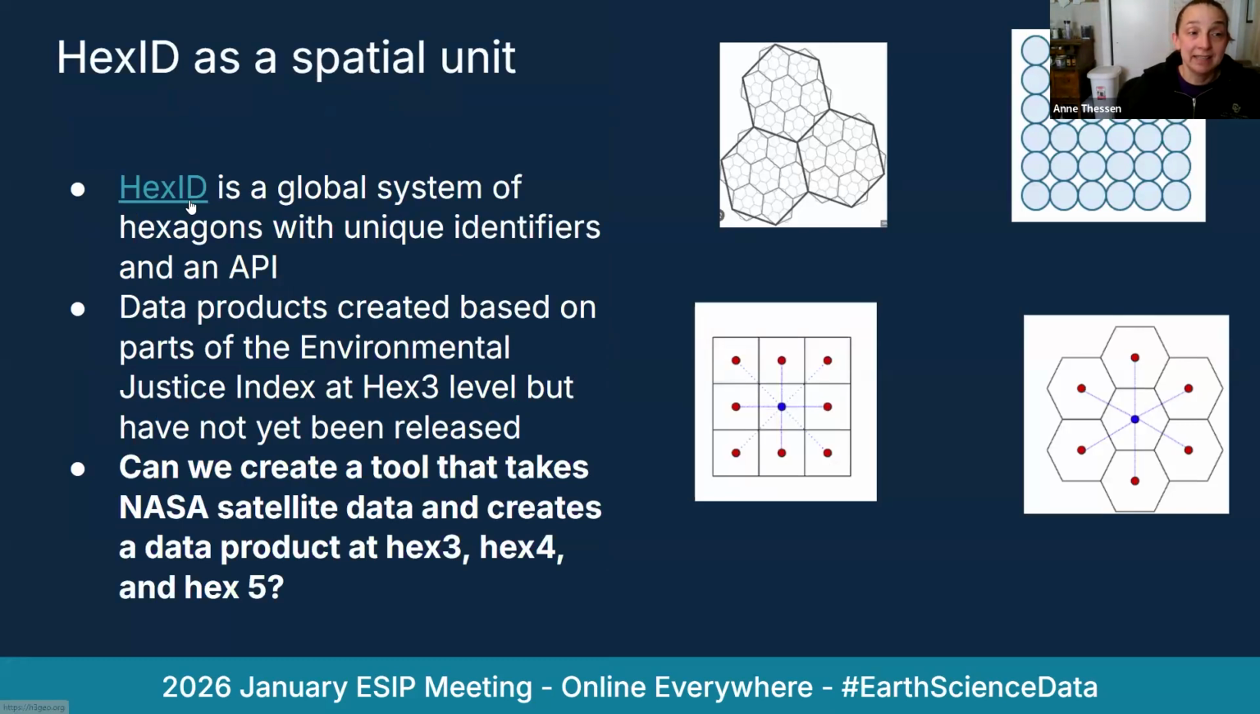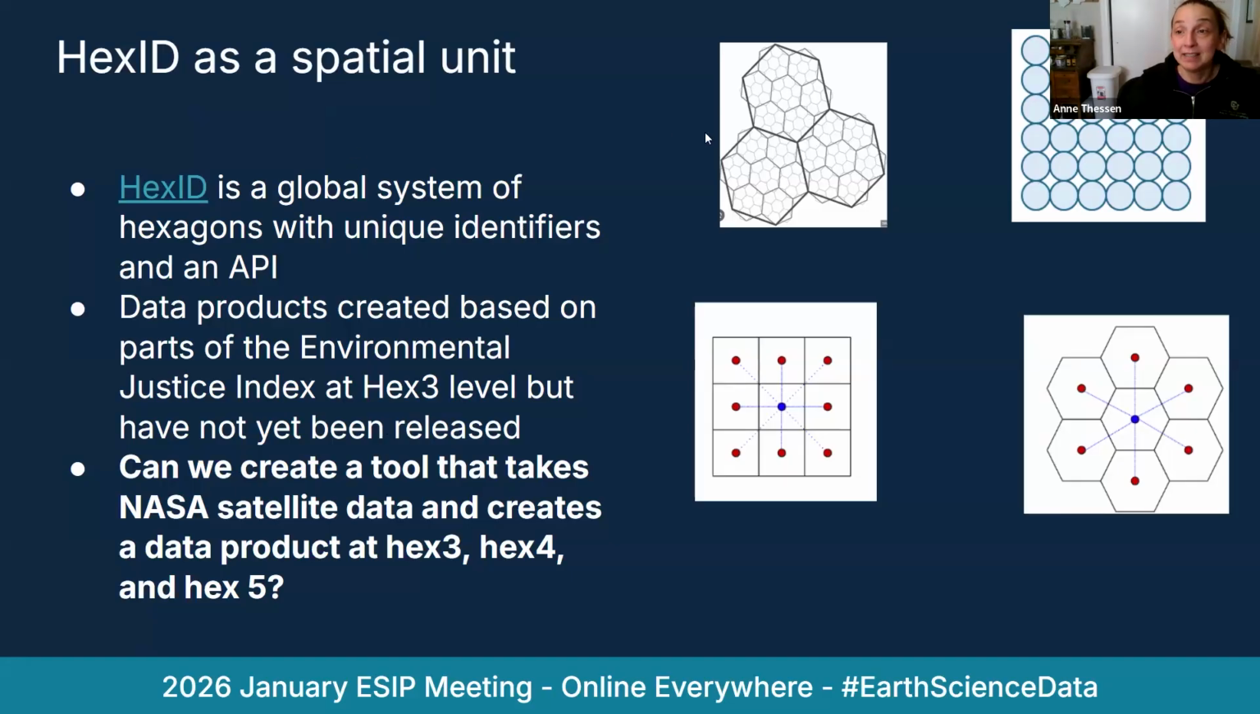So what is this hex ID thing I keep talking about? There's a link that will take you to the homepage. It's a global system of hexagons with unique identifiers. So each of these hexagons has unique identifiers, but they've also got some really interesting API features that make working with them a lot easier.